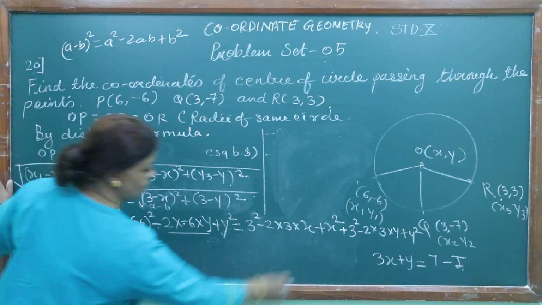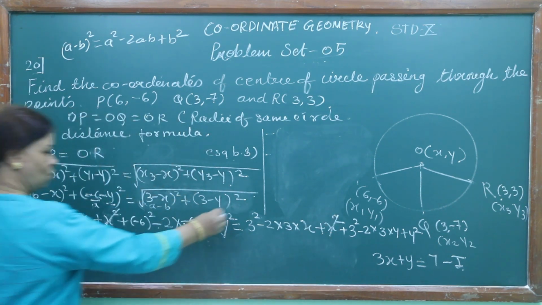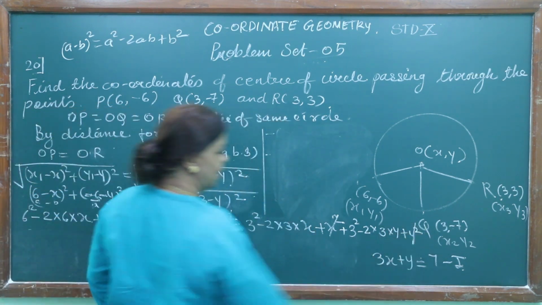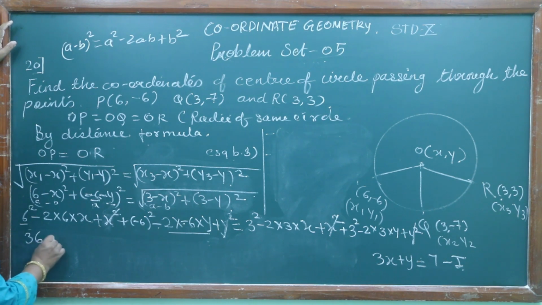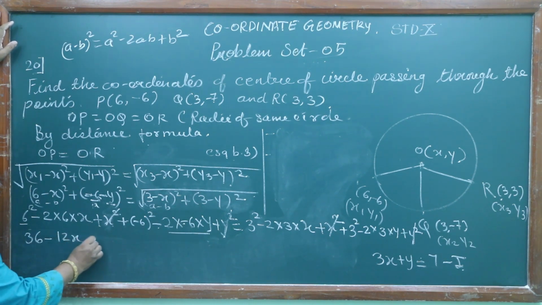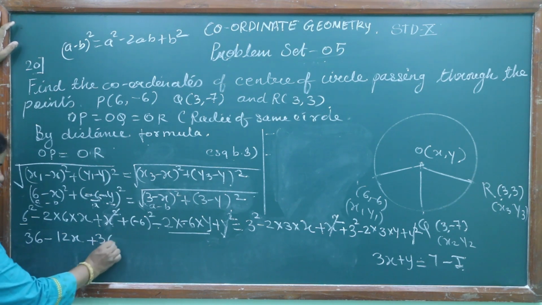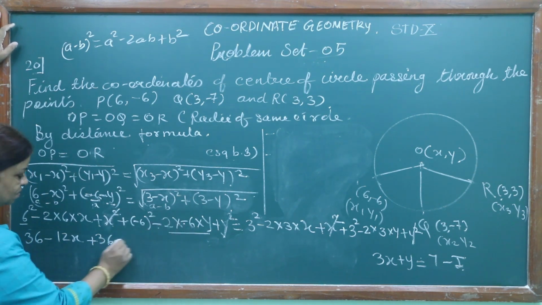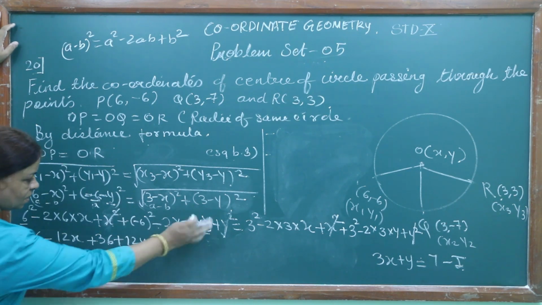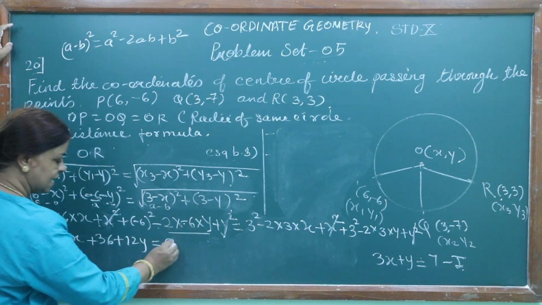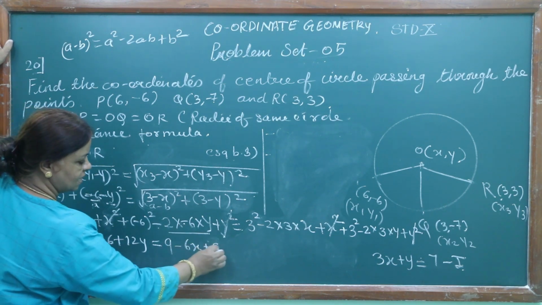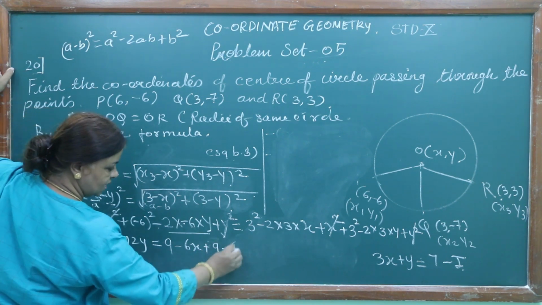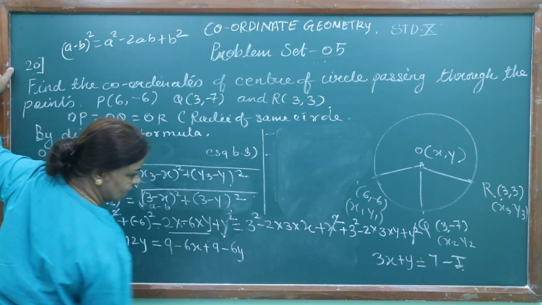X square gets cancelled, y square and y square get cancelled. Now all the numbers on one side and the variables on one side. This would be 36 minus 2 into 6 is 12x, plus 36 minus 12y, is equal to 9 minus 2 into 3 is 6x plus 9 minus 2 into 3 is 6y.